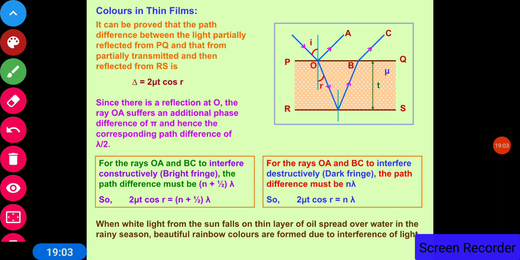When white light from the sun falls on a thin layer of oil spread over water in the rainy season, beautiful rainbow colors are formed due to interference of light.